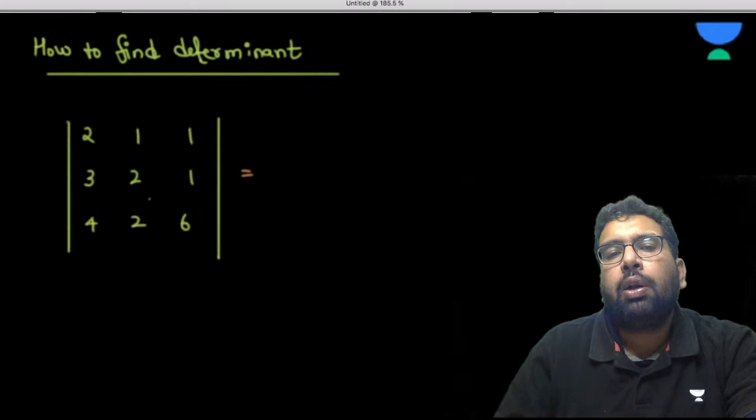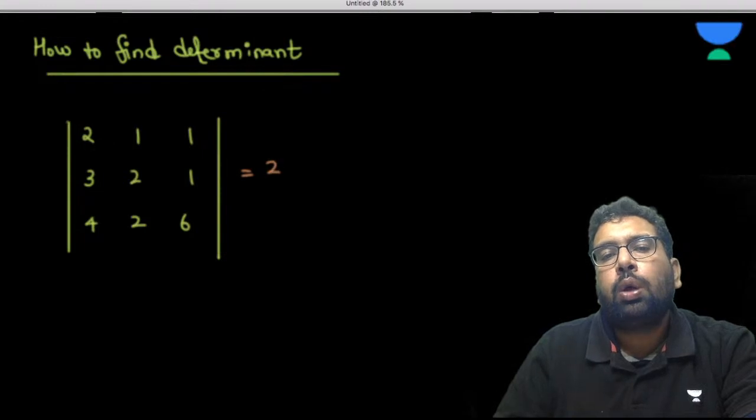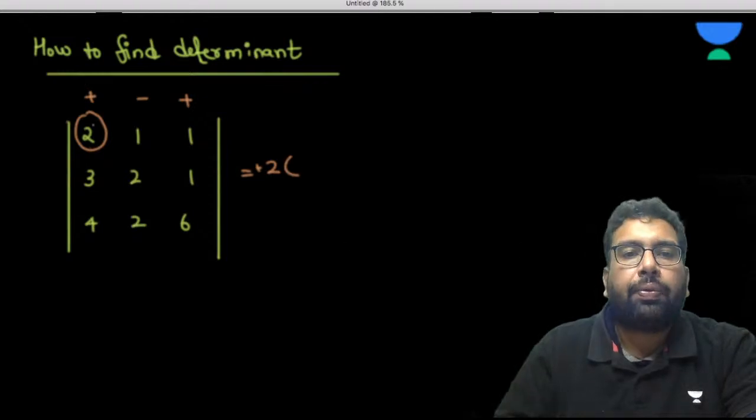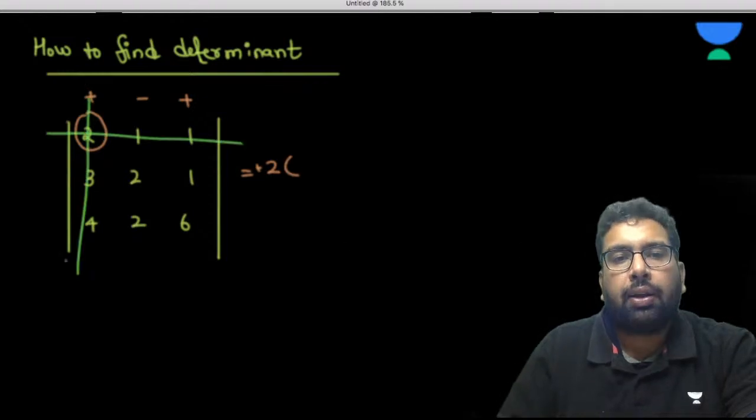Very simple. So see what is going to happen. You will write like this. So 2. When you are writing here, remember the sequence: plus minus plus. We'll take the first row. This is the row of the matrix. So plus minus plus. So plus 2. See how we are going to write plus 2. Now just imagine a line over here. This and this. Cross it. So you will be left with these 4 numbers.